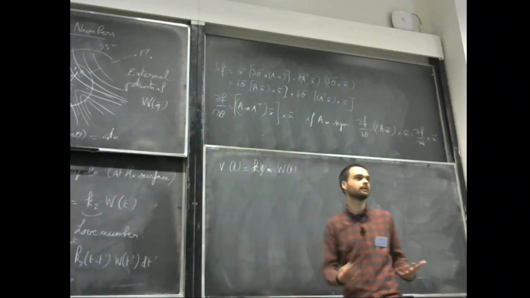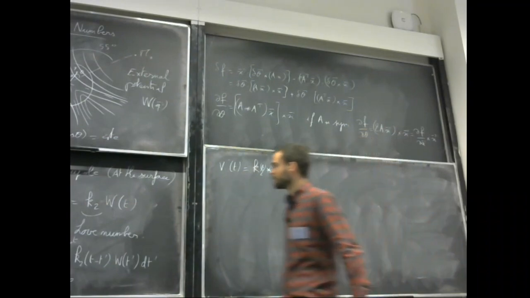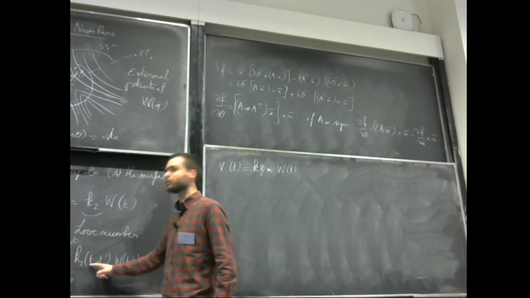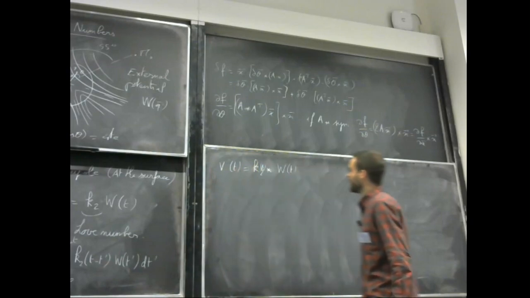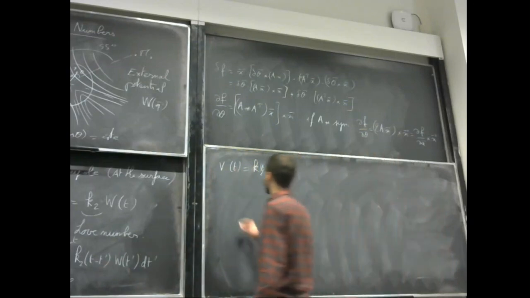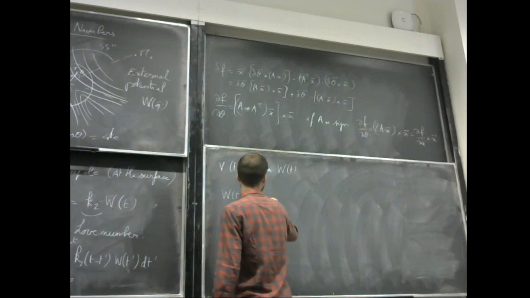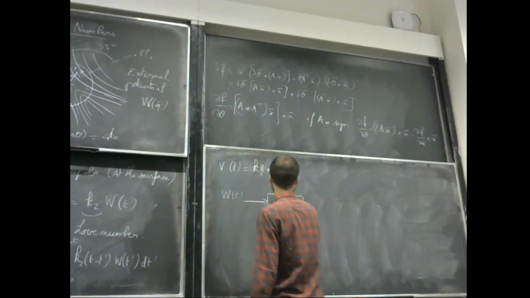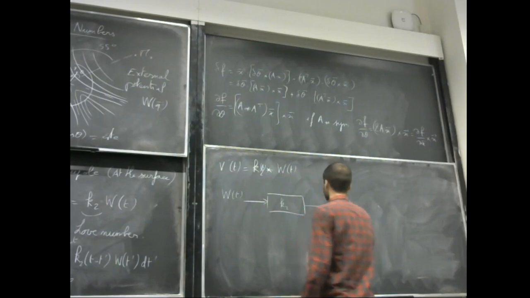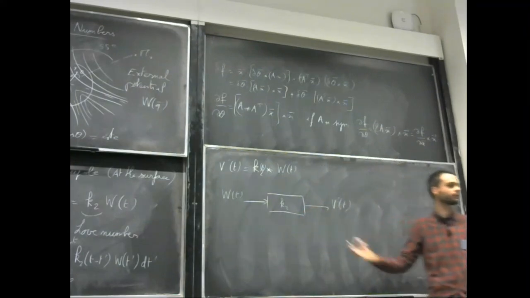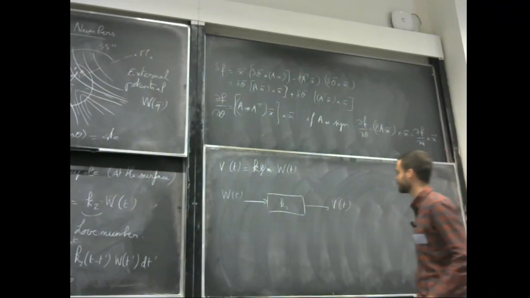I don't know if you did some electronics. K2 depends on the difference of time, so it's a function of time that depends on the difference of time. So when you have an input W and then you have a transfer function K2, you end up with the output V prime of t. So this is an open loop transfer function, for those of you who did some electronics.